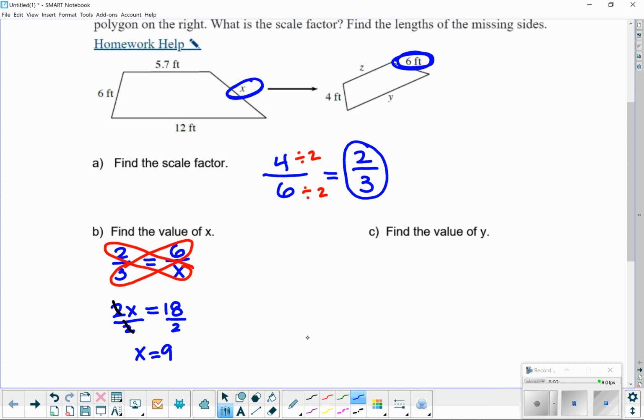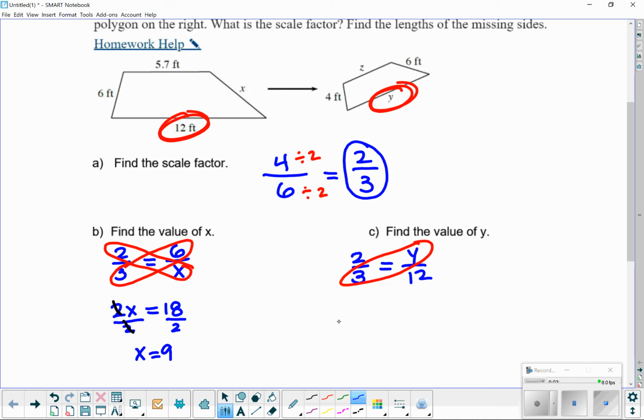Now we're going to find the value of y. We use the same scale factor, 2 to 3, or 4 to 6 if you prefer, equal to y to 12, because this time the y is on the small shape. Again, do the cross product: 3 times y is 3y, equal to 2 times 12, which is 24. Divide by 3, the 3's cancel out, and we get y equals 8. So x is 9, y is 8.